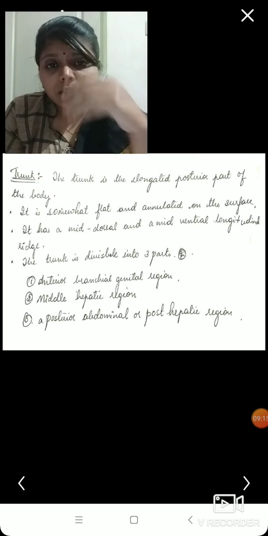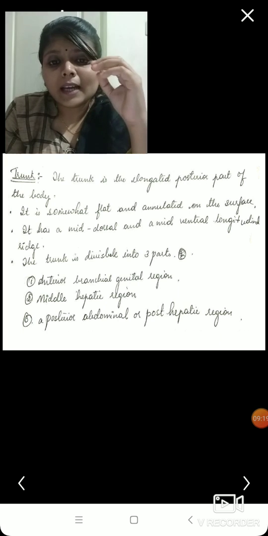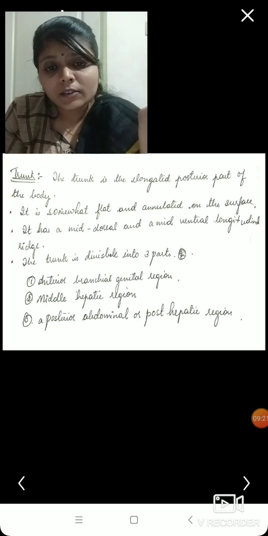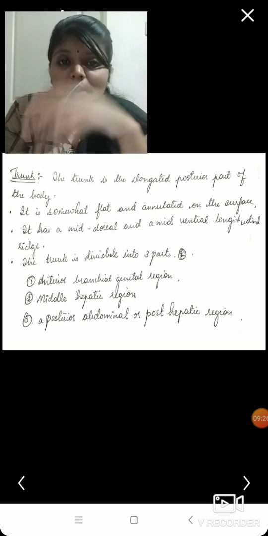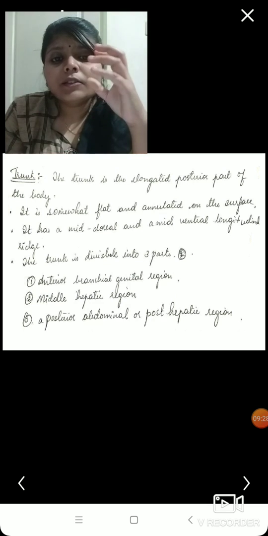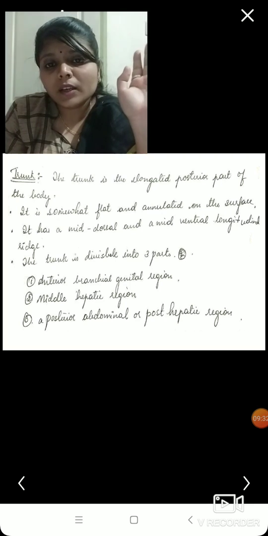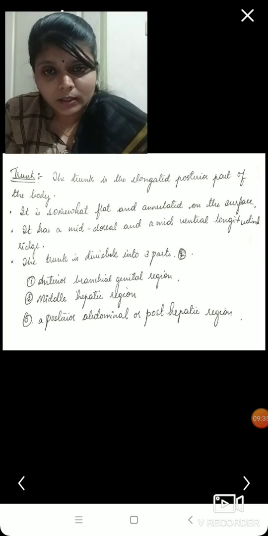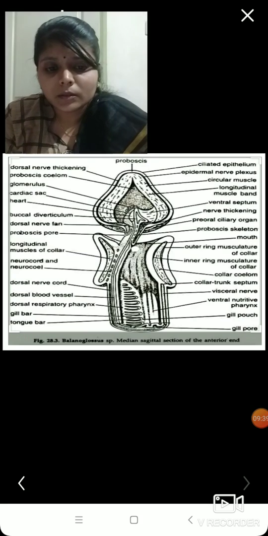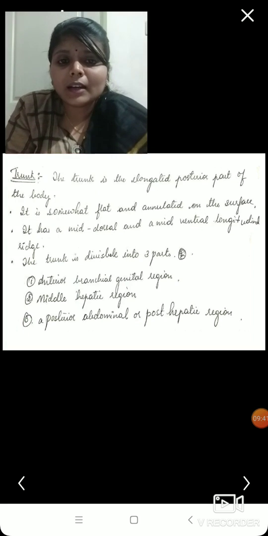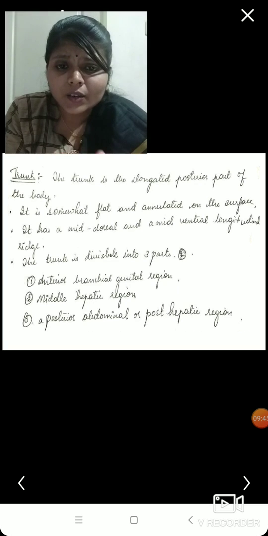Then the trunk. What does the trunk consist of? The trunk consists of three major regions: the anterior branchial genital region, the middle hepatic region, and a posterior abdomen, or the post-hepatic region. The trunk is the elongated posterior part of the body, the longest portion of the body, and it is somewhat flat and annulated on the surface.